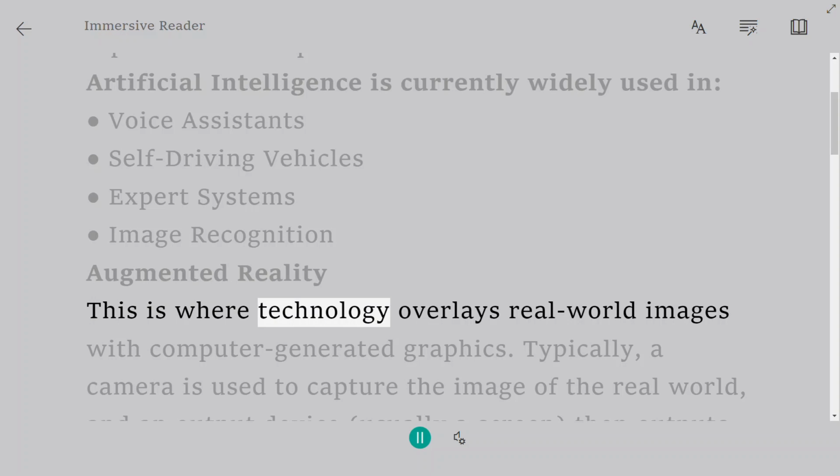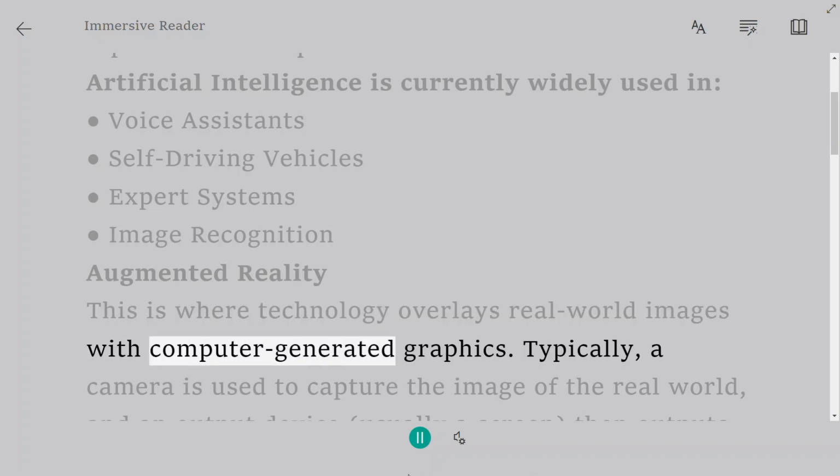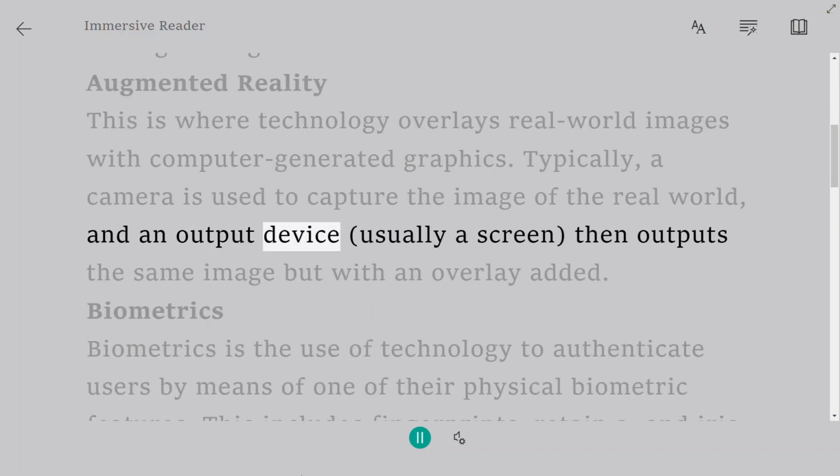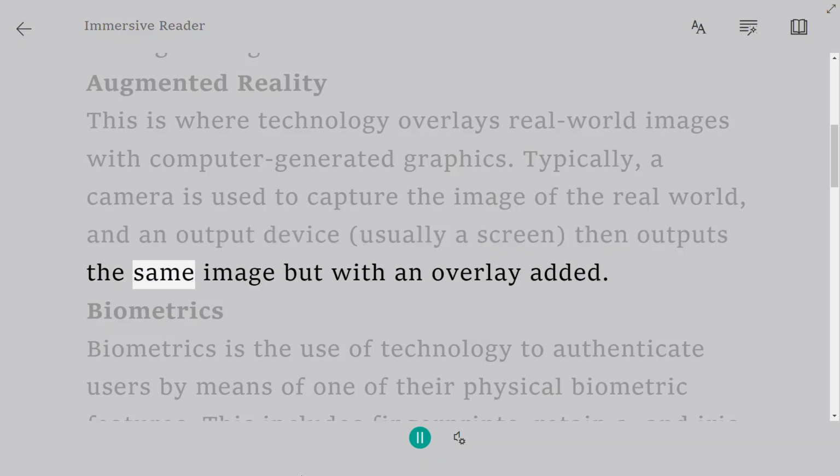This is where technology overlays real-world images with computer-generated graphics. Typically, a camera is used to capture the image of the real world, and an output device, usually a screen, then outputs the same image but with an overlay added.